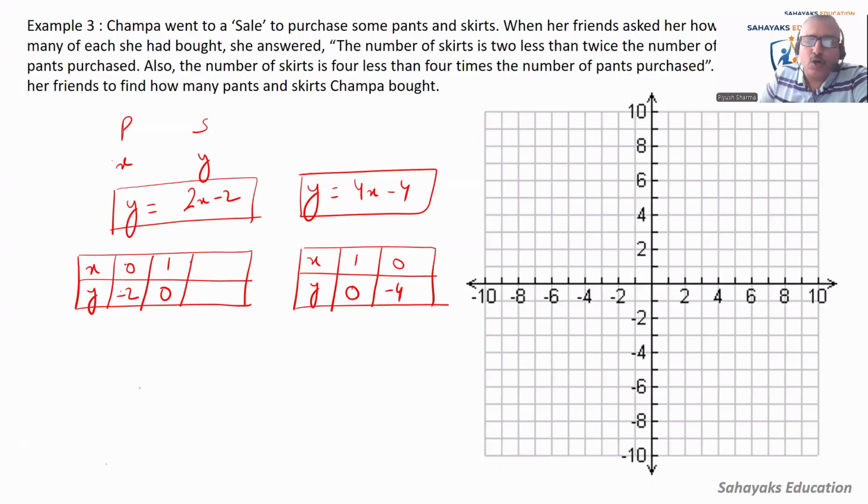Okay. Now let's plot this on the graph. (0, minus 2) is the point. (1, 0) is the point. So there's a line like this. Okay, now another line. The points are (1, 0) and (0, minus 4). These are the points. So this is another line.